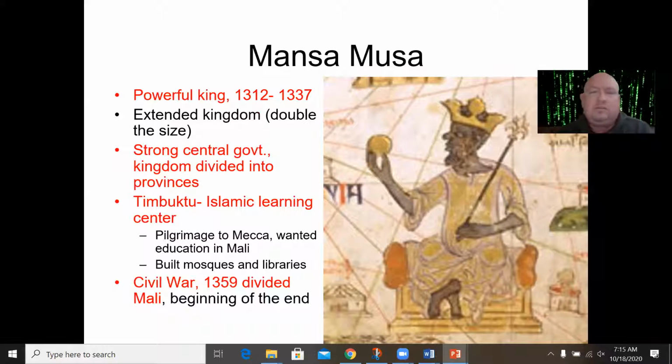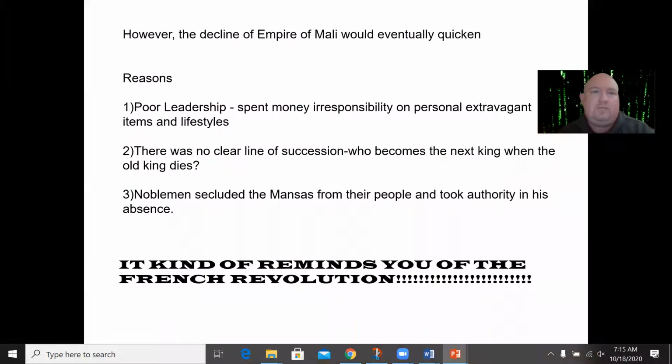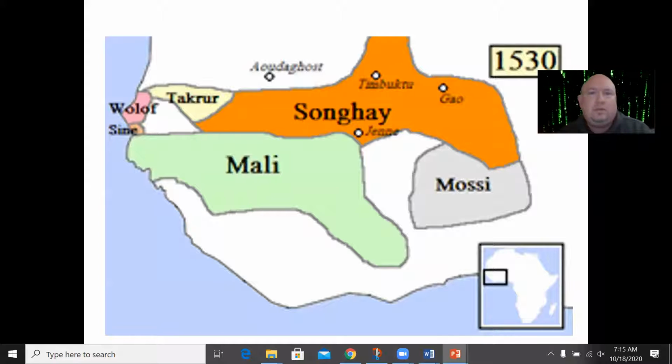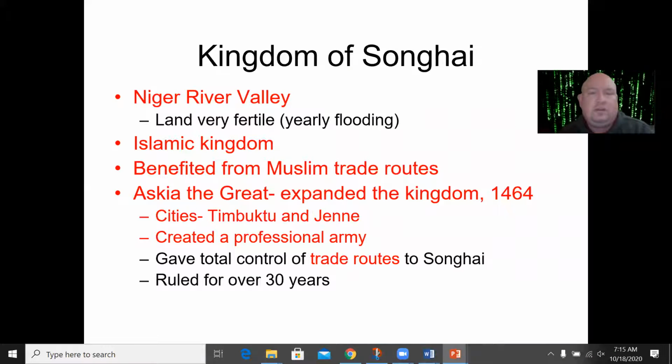Unfortunately, after he passed, the next rulers were not as strong. Civil war breaks out, and that's the end for them. You see there's no clear line of succession, poor leadership, and things went bad. And then you see Songhai, the orange, will take over in the Niger River Valley.